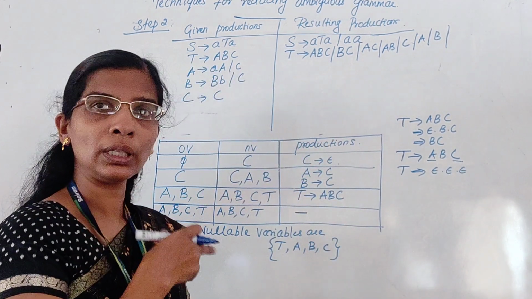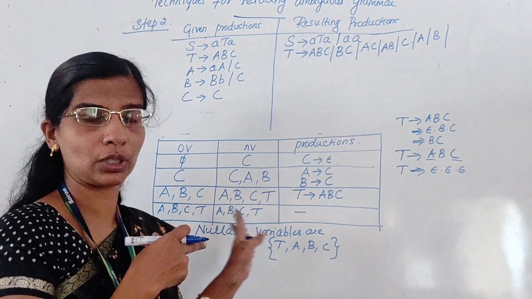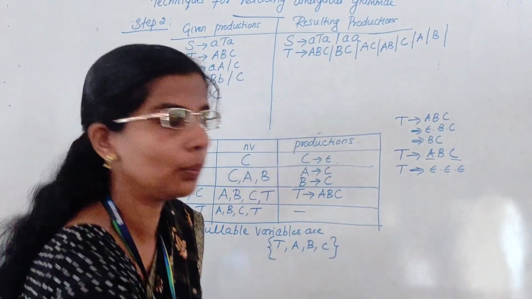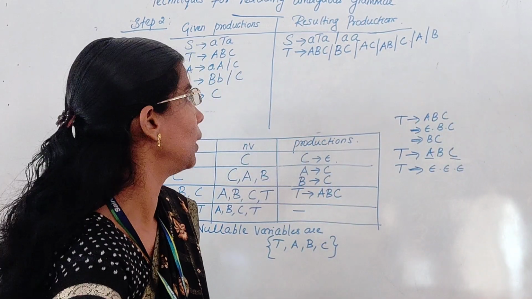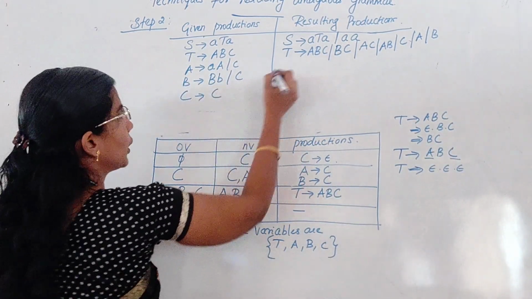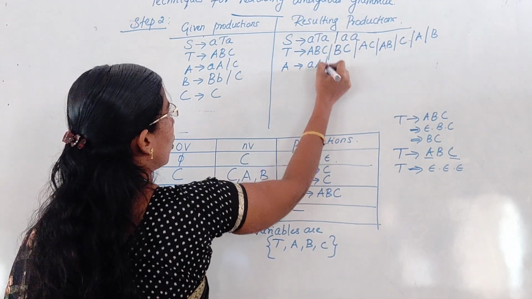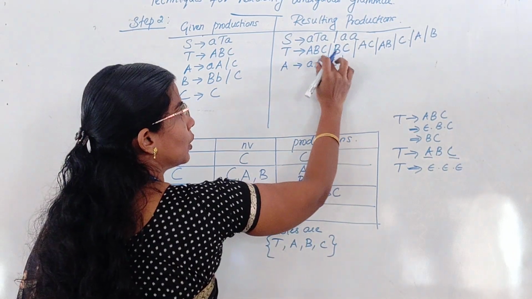But what am I doing in this step? I am eliminating epsilon production. So don't write that epsilon here. You can stop with this. Next production, you write as it is. A tends to AA or C. Next, what I have to do? Write that.